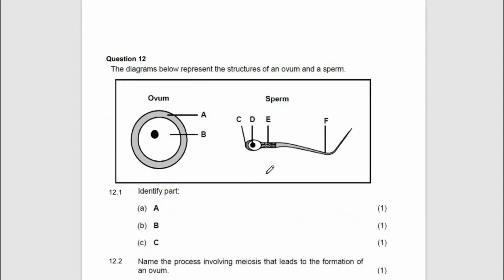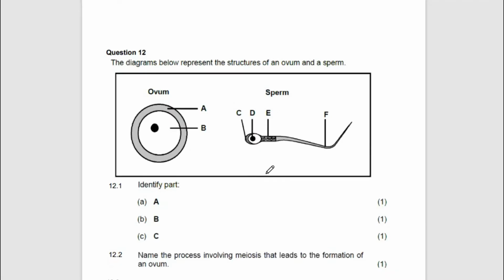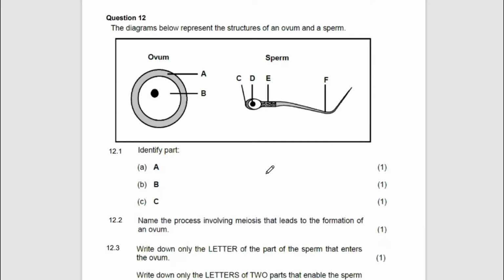All right. Question 12. Another question is about still reproduction. The first one was about female. The next one is about male. Now this one is both male and female. They're saying the diagram below represents structures of an ovum and the sperm. So you have to know how to label. At least to try. What is this?